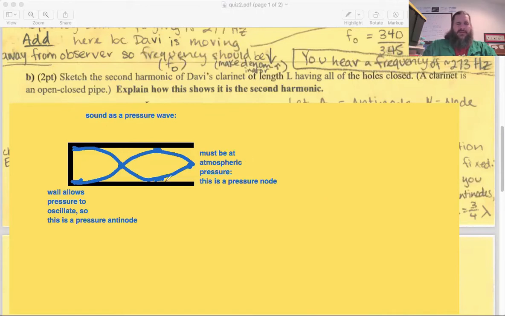You're going to have a couple of regions where the pressure is oscillating wildly and a couple of locations, including the end, the open end, where the pressure is staying relatively constant. And if we wanted to figure out the wavelength there, a very useful way to look at this is to split this up based on quarter wavelengths. A quarter wavelength takes you from where to where?